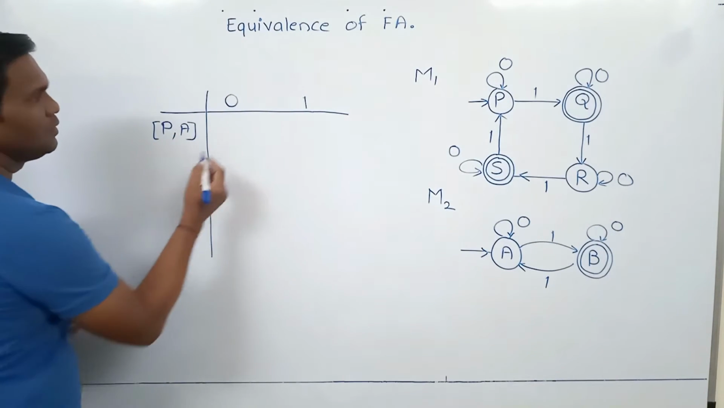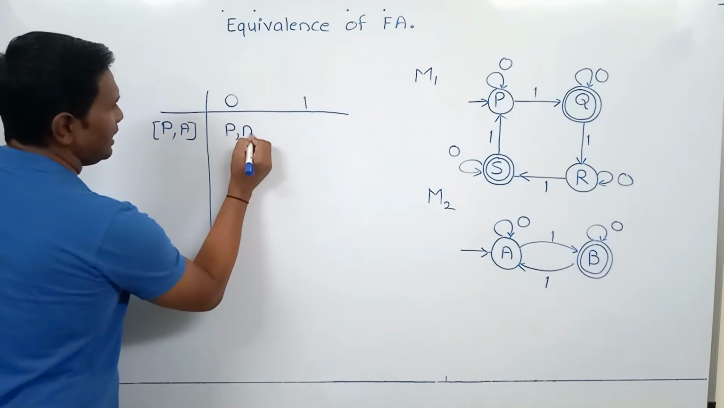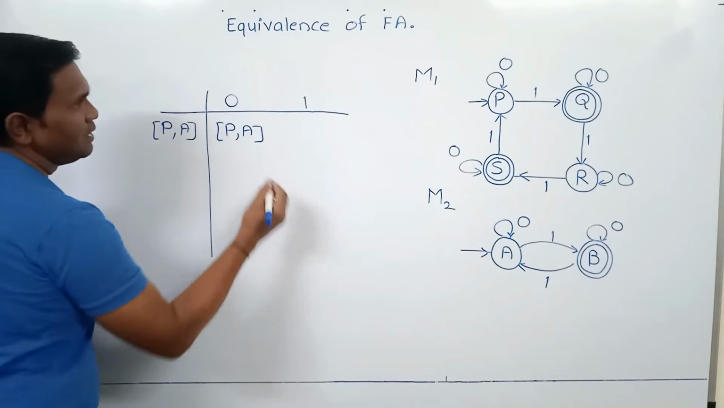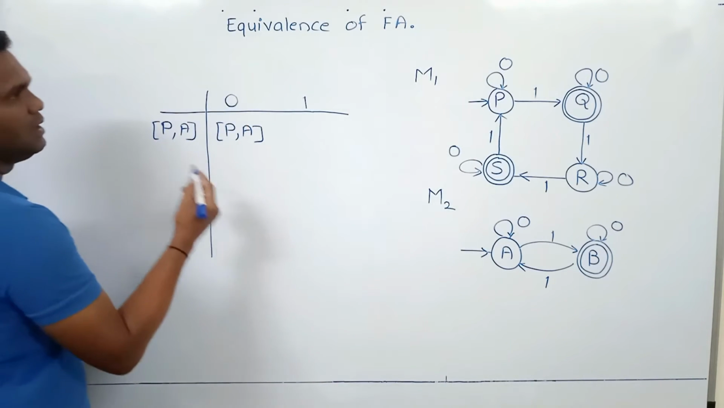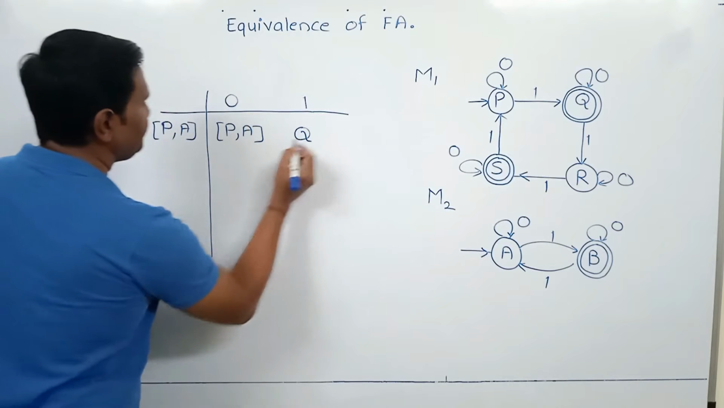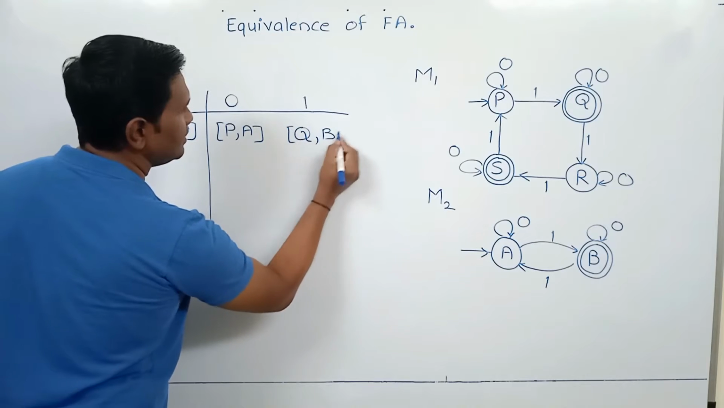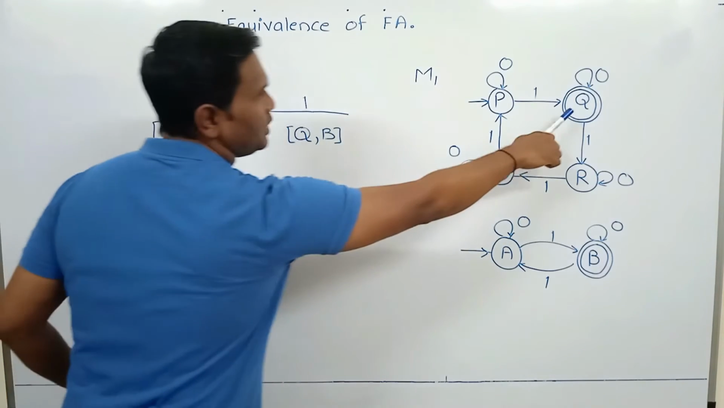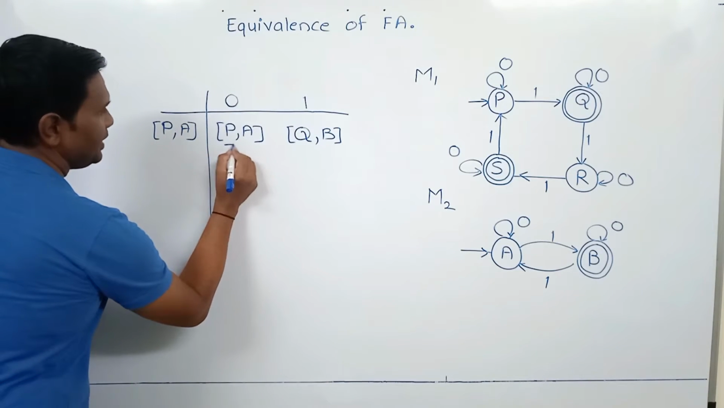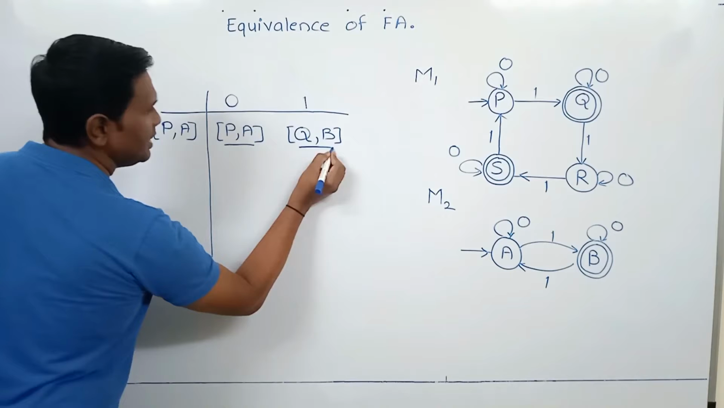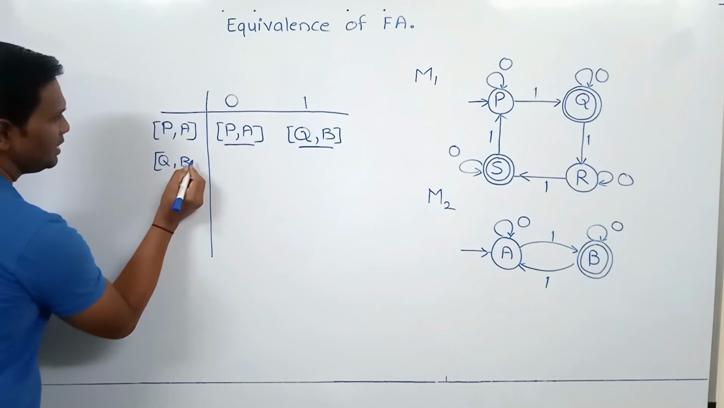So P on 0 remains in P, A on 0 remains in A. So we get pair PA. P is non-final, A is also non-final. Now consider transitions on 1. P on 1 goes to Q, A on 1 goes to B. So QB. Q is also final and B is also final. Now we have considered PA over here. QB is the new entry. So we consider it over here, Q comma B.